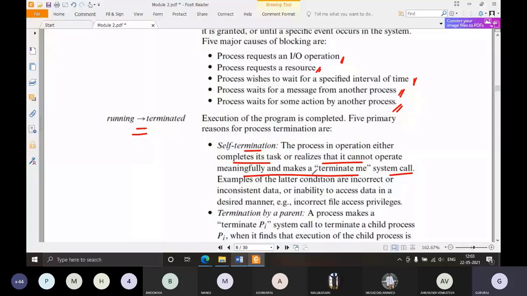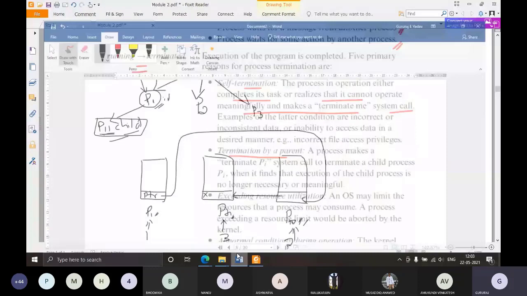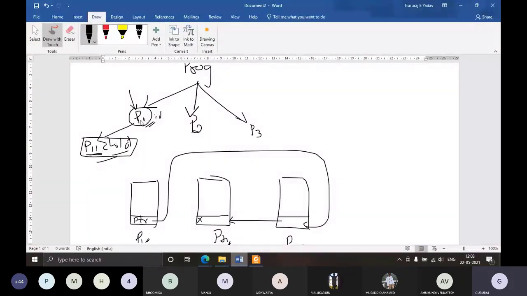So next, another reason may be termination by a parent. As I told, this parent process has created a child process. The parent process decides that this child should be terminated, since there is no need of it further. So the parent process will make a system call saying terminate the process P11. In such a case also it will be terminated.